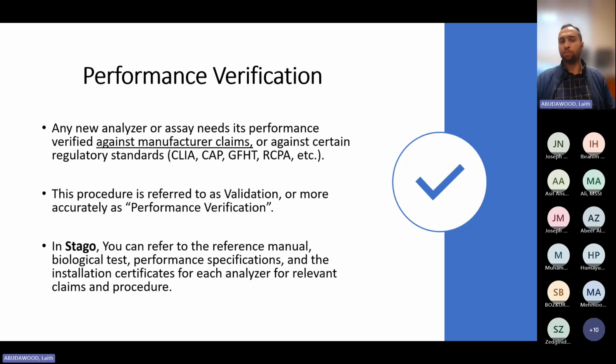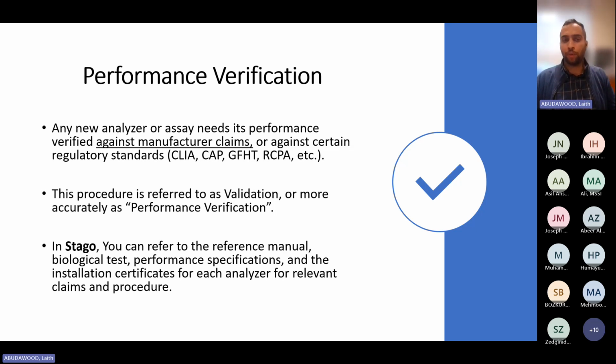If Stago does not offer you a claim, which is basically everything covered from the Stago side, but suppose Stago, or whatever company, doesn't have a claim, what should I do? There are regulatory bodies that offer you claims on each parameter. For example, they will tell you PT precision should be this much, PT accuracy should be that much. For example, you have CLIA claims, you have GFHC claims, you have RCPA in Australia. So this depends on the customer, what they want to use. They decide what kind of regulatory body or regulatory standard they want to follow.